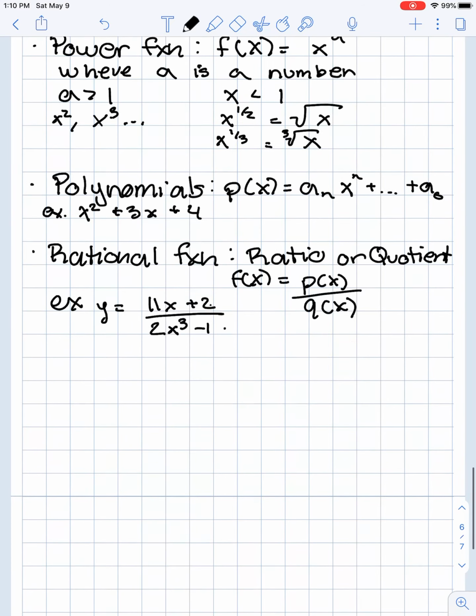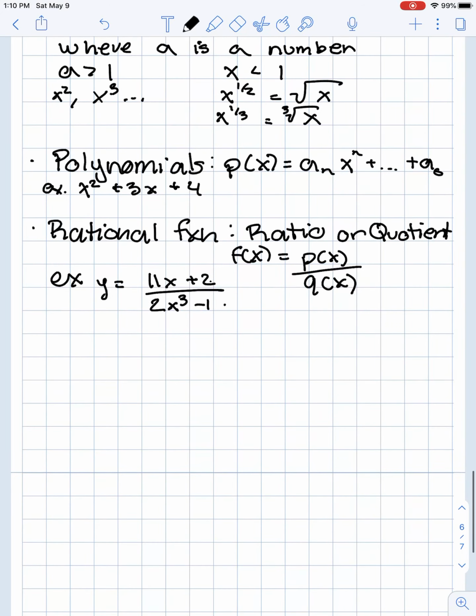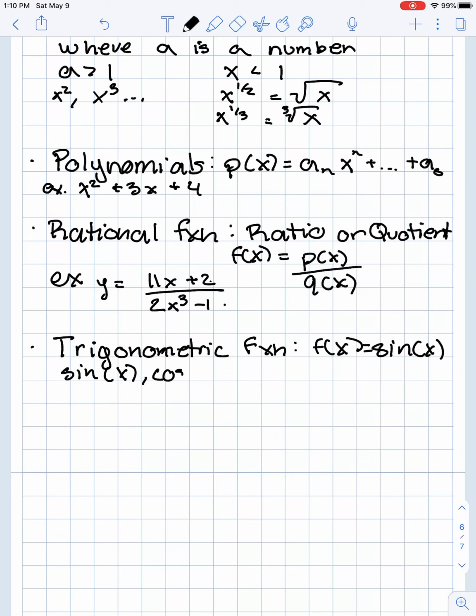So 2 more types of functions, and then we are done. And we can move on to 1.2 and 1.3 for the day. So next type of function is one of my favorites. It is the trig functions. Trigonometric functions. An example of one is f of x equals sine of x. Remember, there's 6 trig functions: sine of x, cosine of x, and tangent of x, and then there's 3 more.